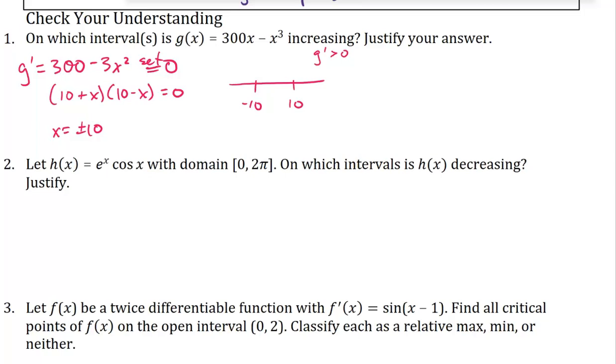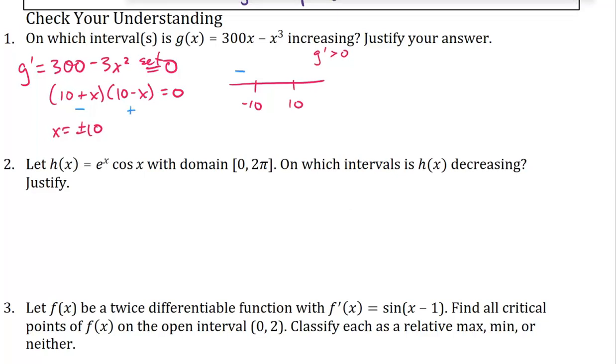So I'm going to start by some number that is to the left of -10. And I honestly don't even have to come up with an actual number. I can just say something smaller than -10. Well, smaller than -10, 10 plus something smaller than -10 will be negative. 10 minus something smaller than -10 is going to be positive. Gives us a negative product.